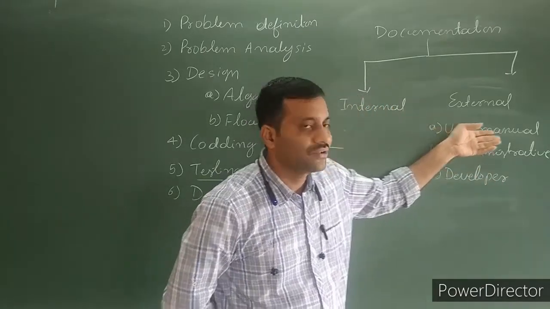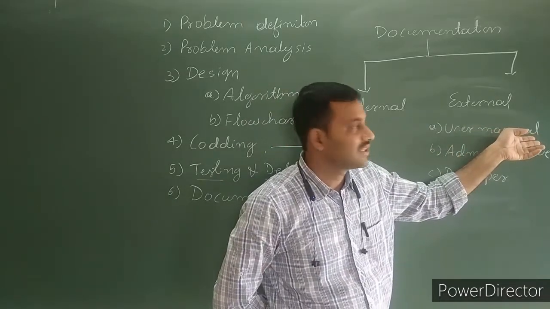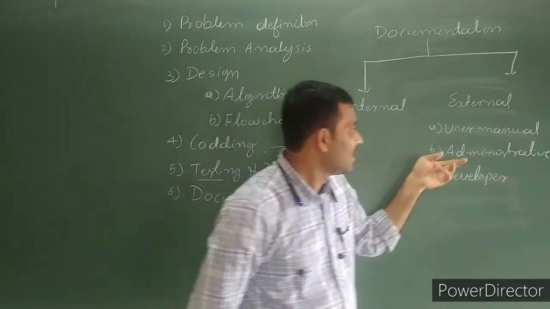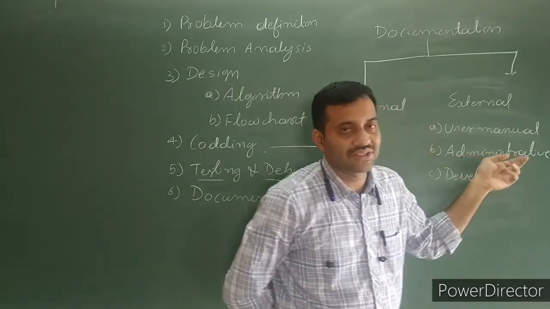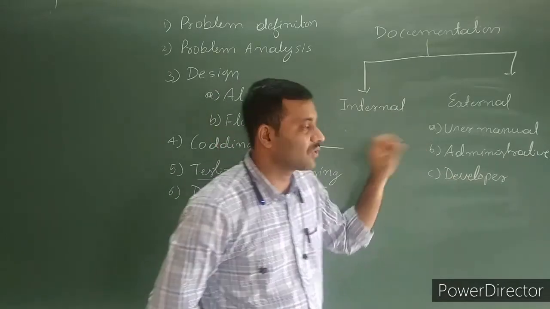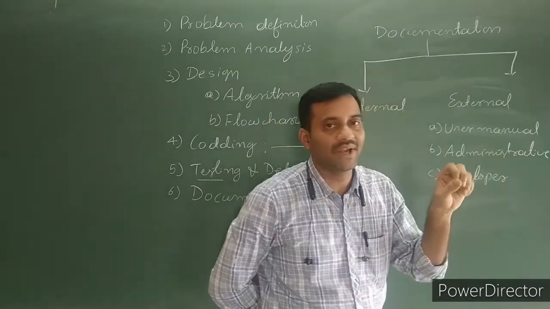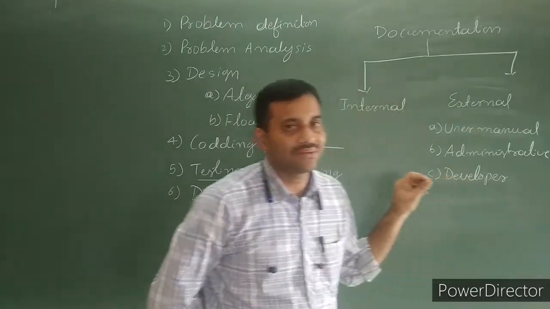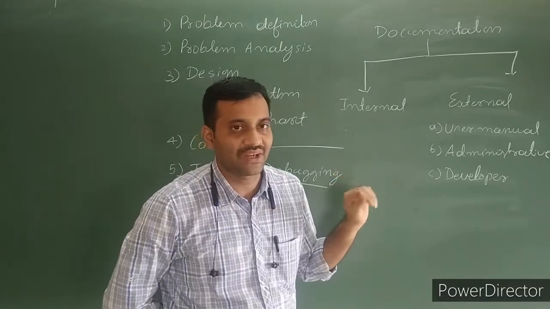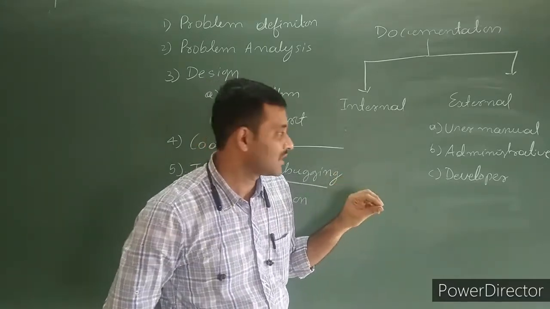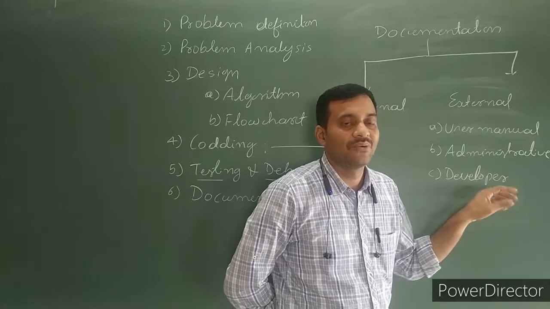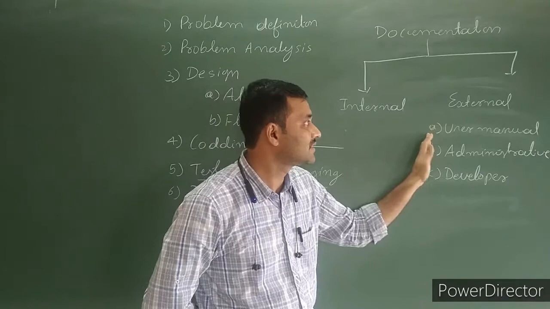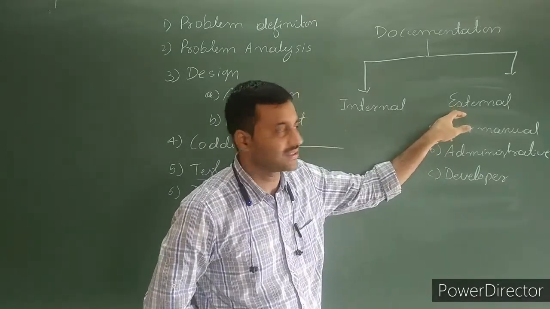Here, the user manual has instructions about the program and how to handle it. The administrative manual has instructions on how to maintain the program. The developer manual has the overall flowchart and algorithm of the program. It helps to further develop the program. So these are the three types of external documentation.